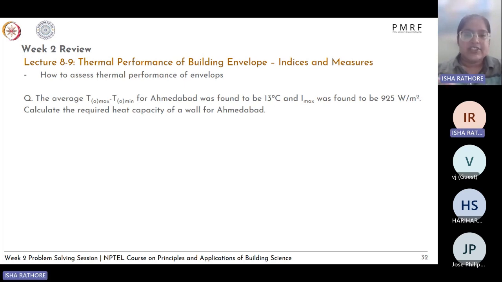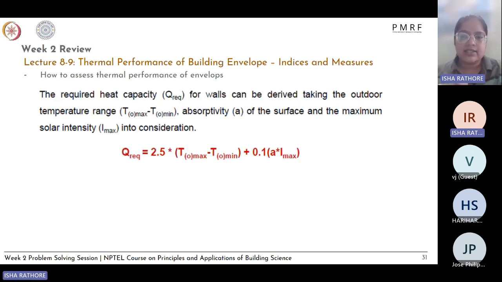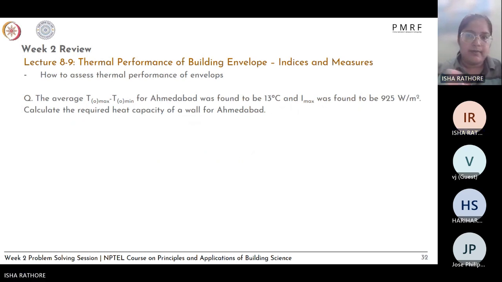So the equation is very straightforward. 2.5 times T out max minus T out min, plus 0.1 into absorptivity into Imax. So I will wait for you to solve this equation.